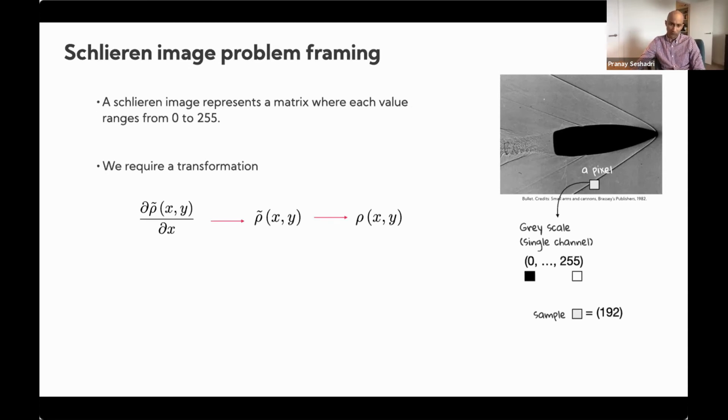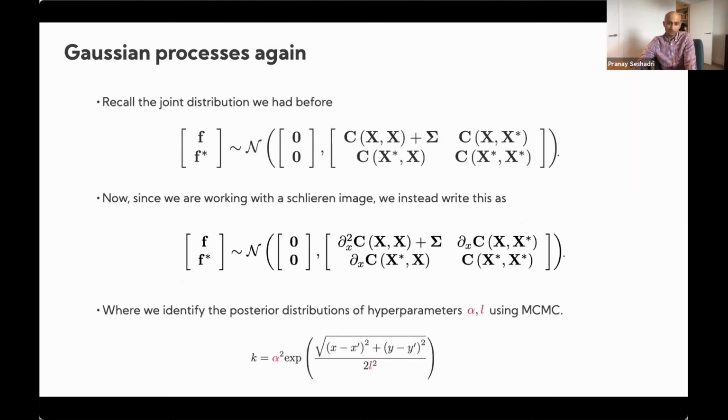And what we're trying to do really is come up with this transformation where we're going from Schlieren, which is effectively a quantity between 0 and 255, to what we call pseudo or scaled density, and then finally to the density. And this two-way process where we're going from Schlieren to a density is going to be championed by Gaussian process regression. So recall the joint distribution I'd illustrated before. Now, if we simply use a linear operator on this joint distribution, we also end up with a Gaussian process model.